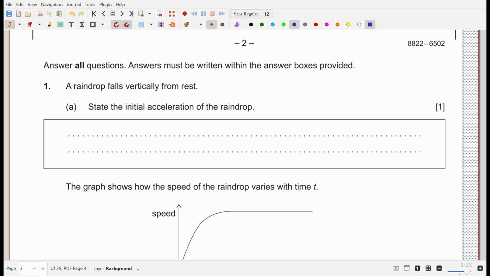So let's go ahead. A raindrop falls vertically from rest. We're looking for the initial acceleration of the raindrop. So we all know that the raindrop will initially be in free fall before air resistance acts on it. So it's going to have an initial acceleration of 9.8 meters per second squared. And that is going to be our answer for this first question.